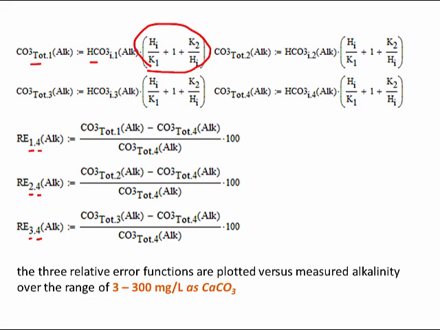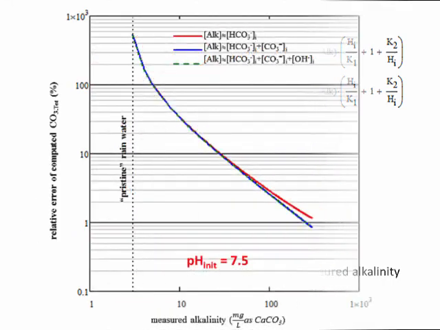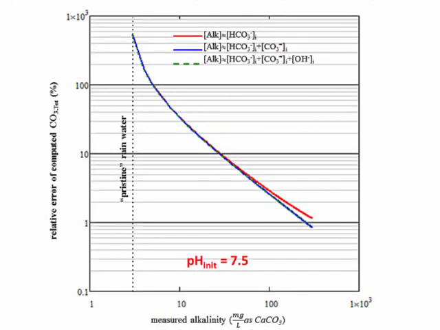And we'll take those 3 relative error functions and we'll plot them, after we calculate them, of course, versus measured alkalinity over the range of 3 to 300 milligrams per liter as calcium carbonate. So we have a plot of our analysis results at pH 7.5. One thing that we can note is that below a measured alkalinity of about 50 milligrams per liter as calcium carbonate, there is no difference, essentially, among the 3 approximations. As alkalinity ranges above about 100 milligrams per liter as calcium carbonate, we start to see some error associated with the neglect of the carbonate ion.